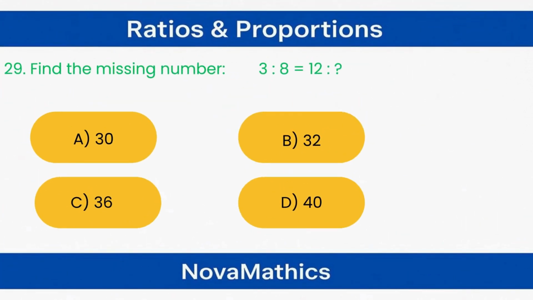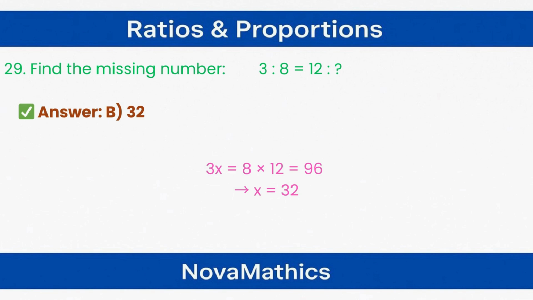29. Find the missing number. 3 to 8 equals 12 to what? Correct answer is 32. 8 times 12 is 96. Divide by 3. X is 32.